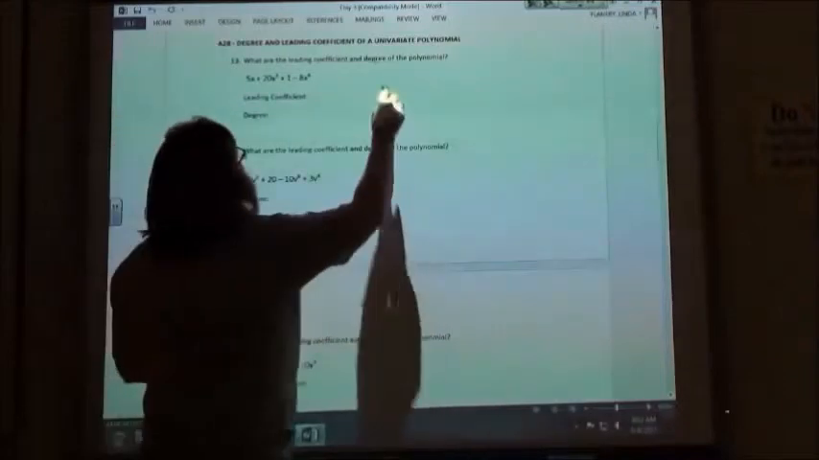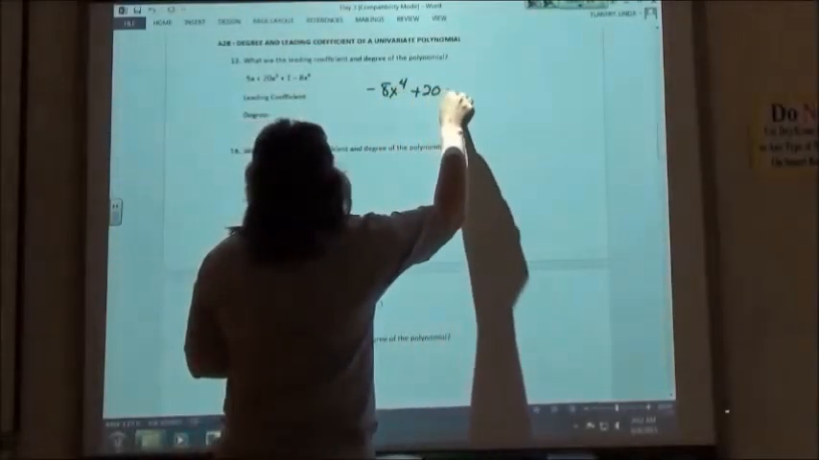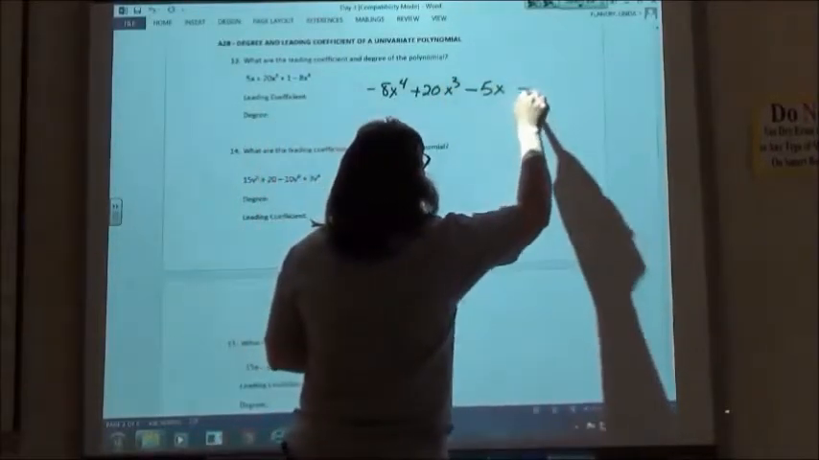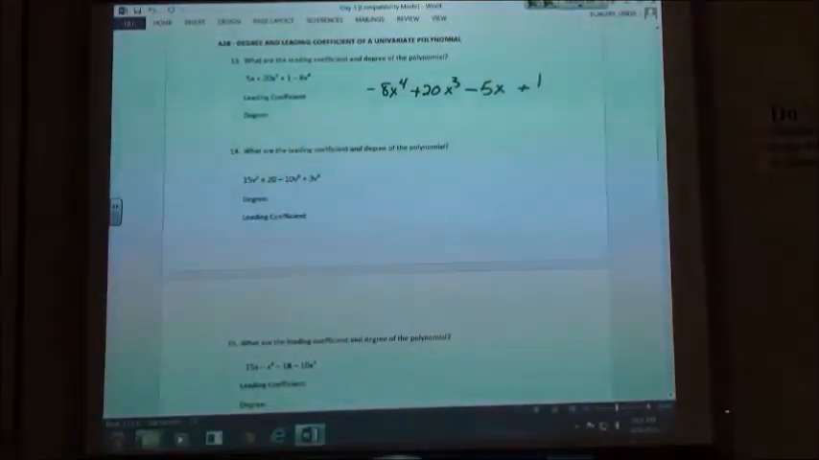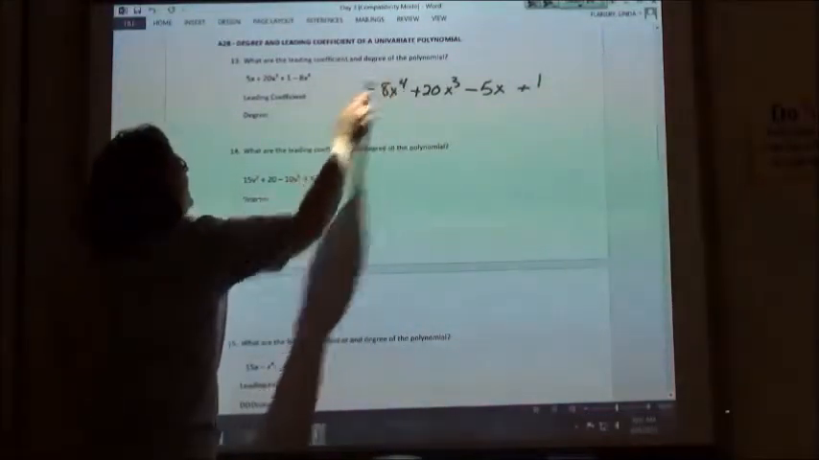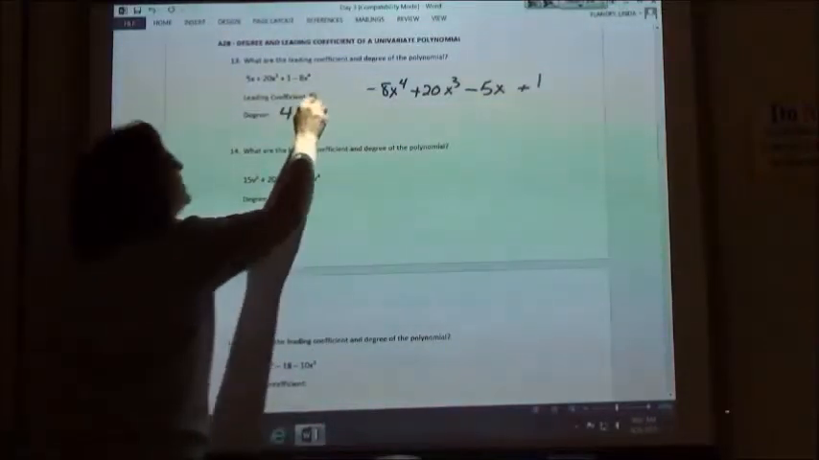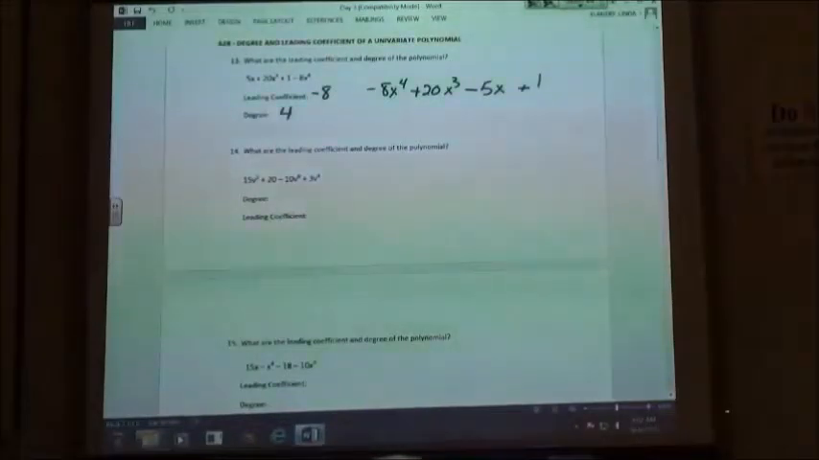So if I rewrote this in proper order, I would have the negative 8x to the fourth plus the 20x cubed minus the 5x, since there's no x squareds, plus 1, and that's what they call descending order. So the degree of this polynomial is 4. It's a fourth degree polynomial since that's my highest exponent. My leading coefficient is the negative 8 because that's the coefficient of my leading term.